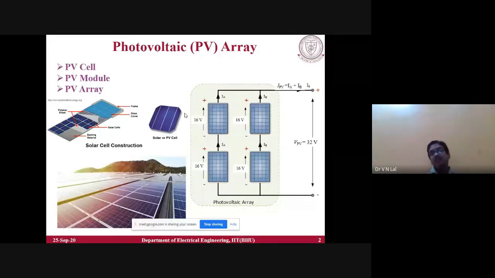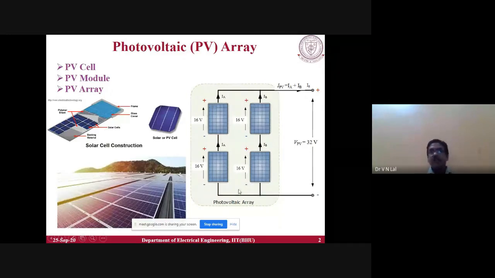So what to do? These solar cells of 0.5 volts are connected in series, a number of cells in series, to form a module. Modules of different ratings are available. We purchase these modules, and they are again combined in series-parallel combinations. This white border shows one module, and the small squares are solar cells. By using series-parallel combinations of modules, we form a typical PV array.